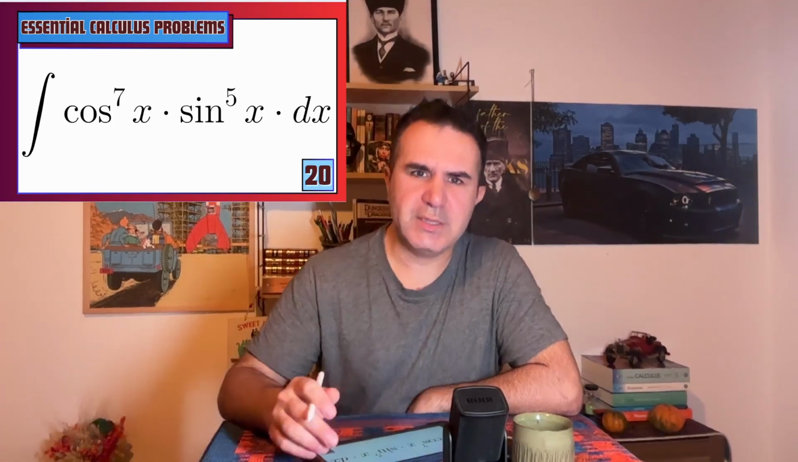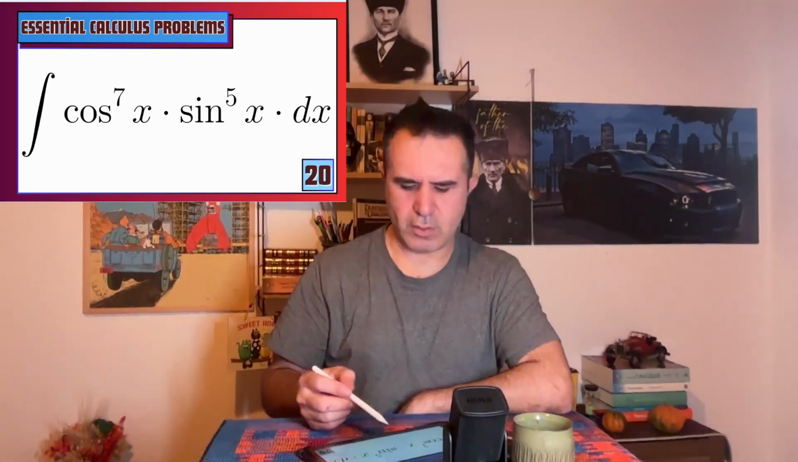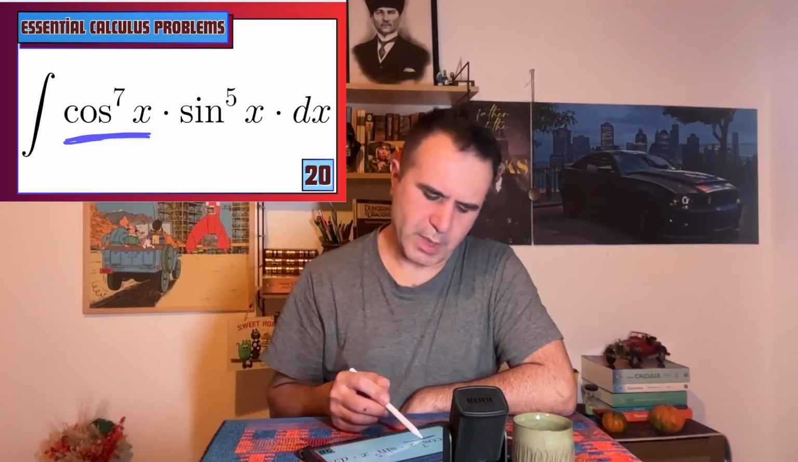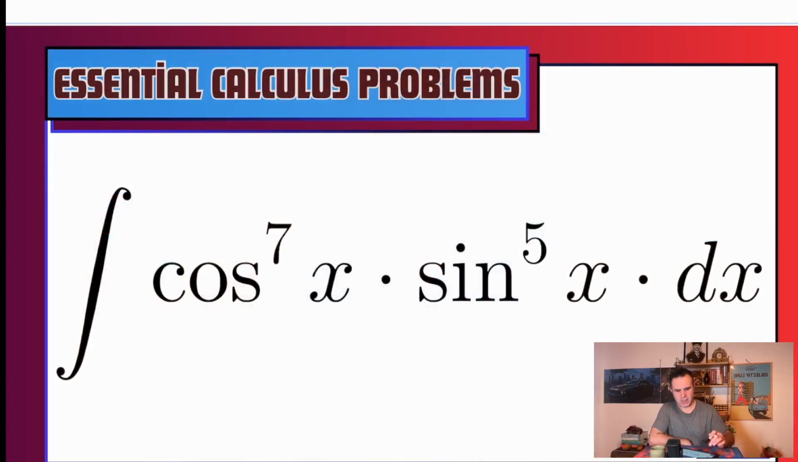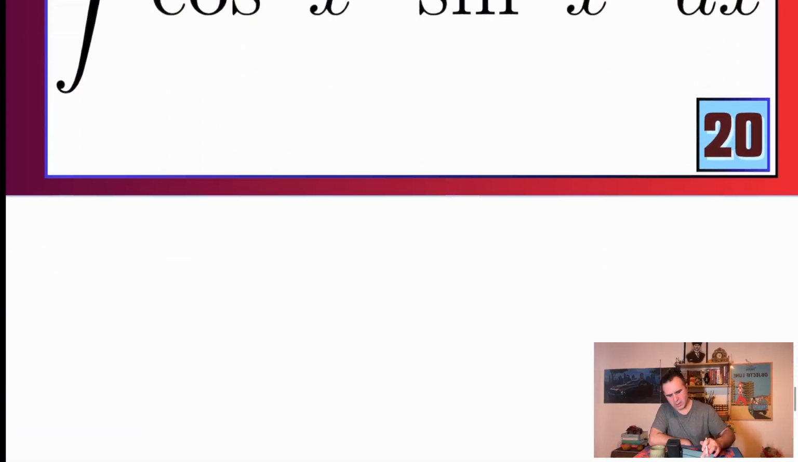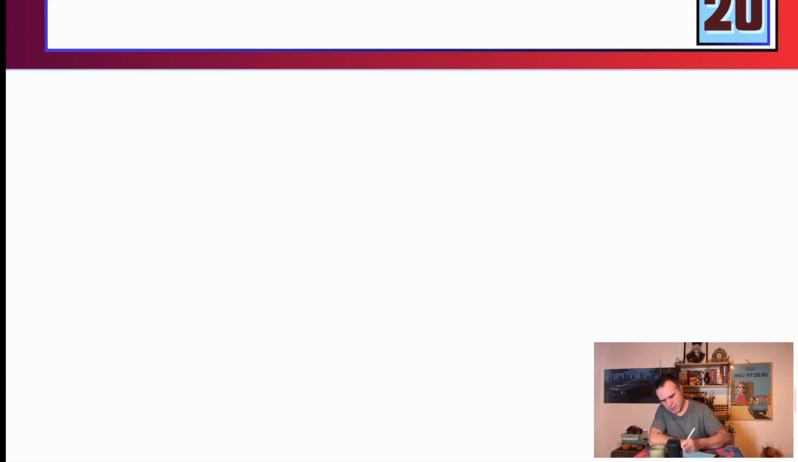Hello everyone, in this video we will solve the integral of cosine to the power of 7x times sine to the power of 5x dx. And while solving this integral we will use the substitution method. Let me write the integral down.